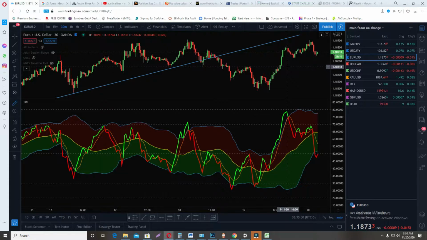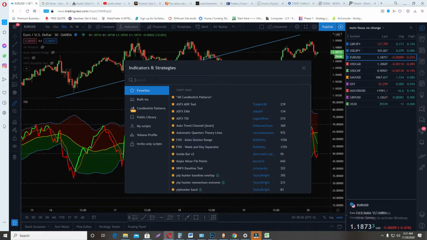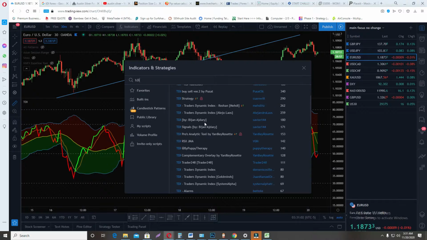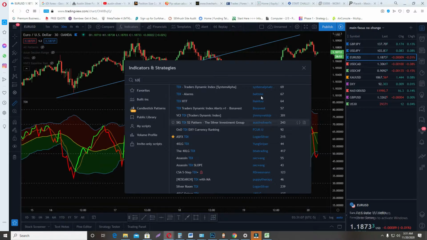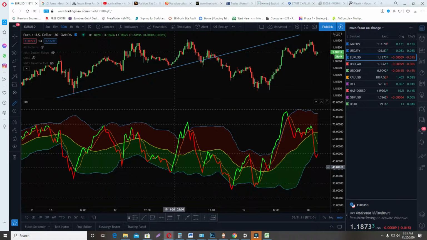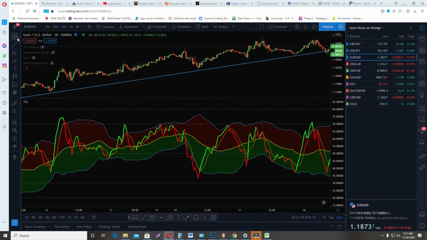The TDI indicator is amazing. You can just go to indicators and type in TDI. I'm using this one right here right now, but you can test out all of them, see what you like, and test out anyone you want to try. But the TDI is really dope. Add it to your trading setup and just test it out. Look at it all over the place right now, you see how it moves.